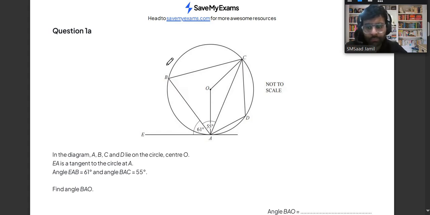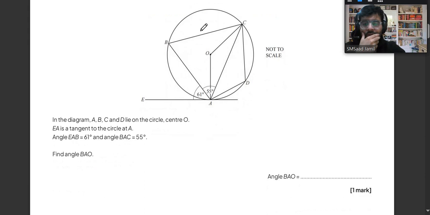So the first question says question 1a, in the diagram A, B, C, D lie on the circle with center O. The question says that EA is tangent. EA, this line is tangent to the circle at A. It's tangent at this point. Angle EAB is 61, and angle BAC, this angle is 55. Now the question says find angle BAO. They're asking you to find this angle.